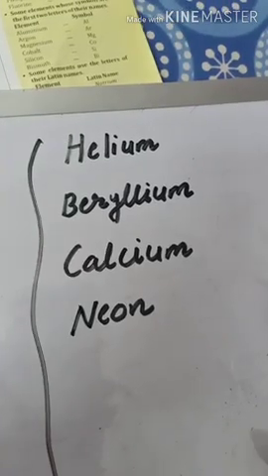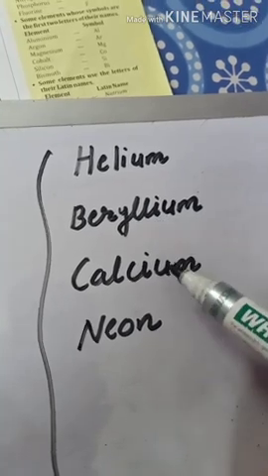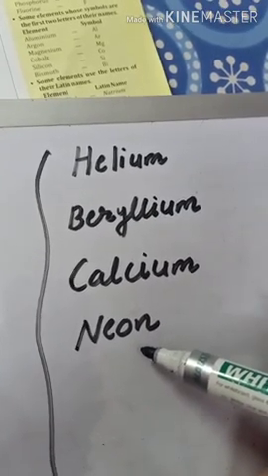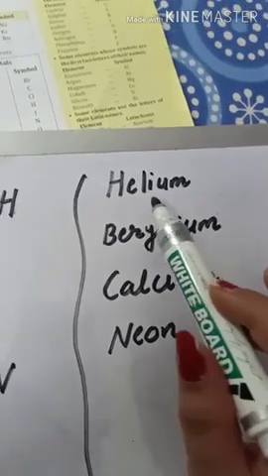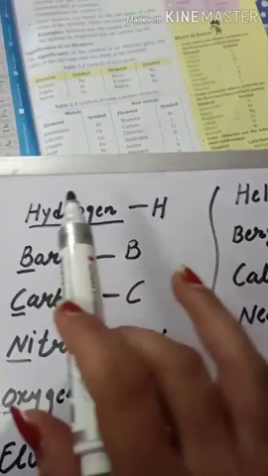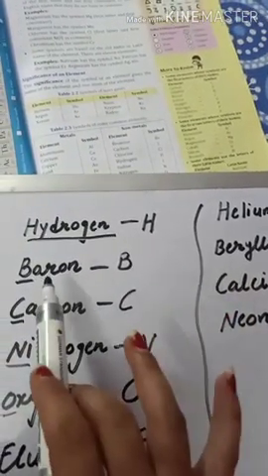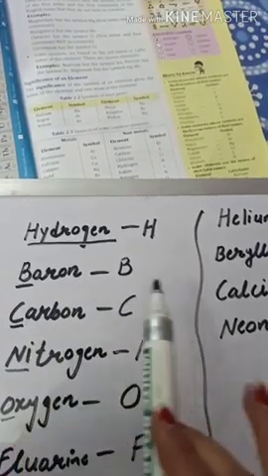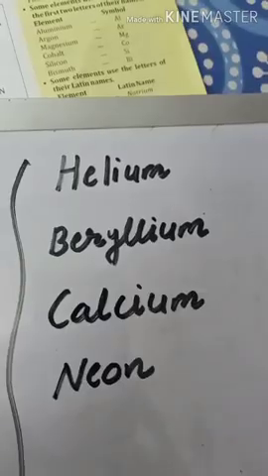For example, symbols of elements like helium, beryllium, calcium and neon are written with two letters from their English name. This is because the first letter of helium is similar to that of hydrogen, of beryllium it is similar to that of boron, of calcium it is similar to that of carbon, and for neon it is similar to that of nitrogen.